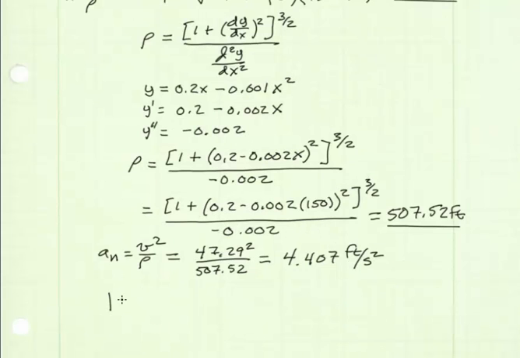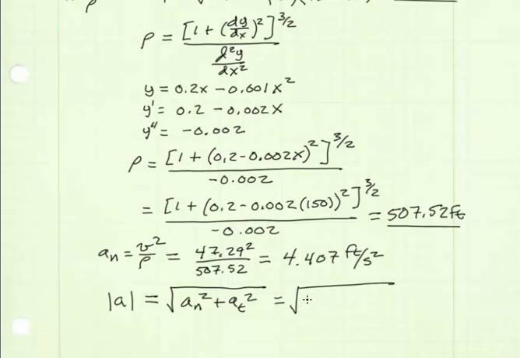I can then find the magnitude of the acceleration as being equal to the square root of the normal acceleration squared plus the tangential acceleration squared, which is equal to the square root of 4.407 squared plus 5 squared. That gives me a magnitude of acceleration of 6.66 feet per second squared.